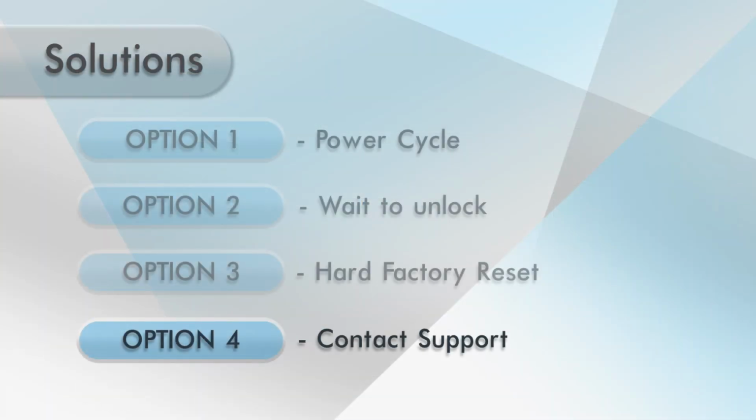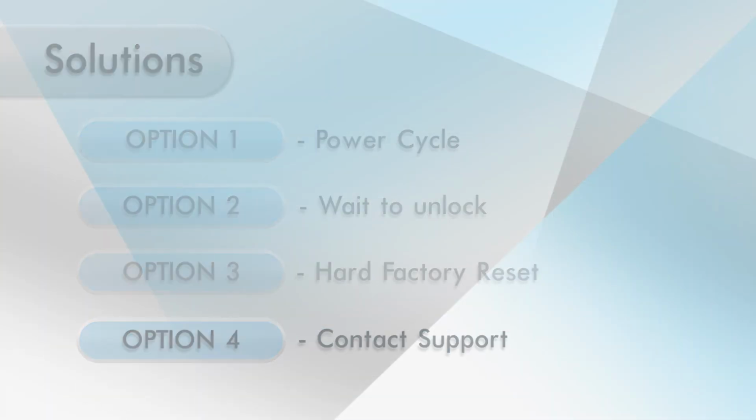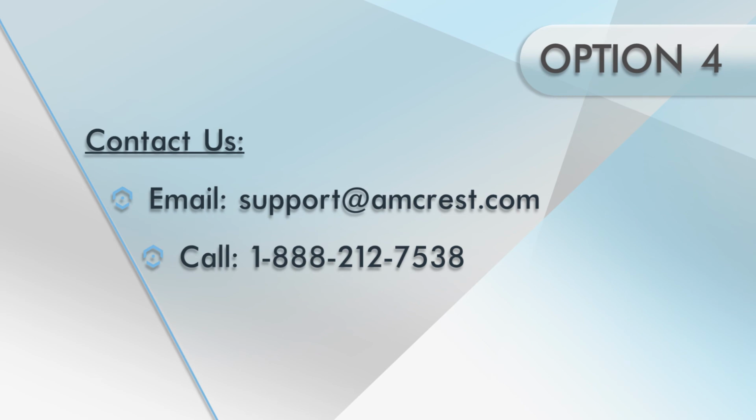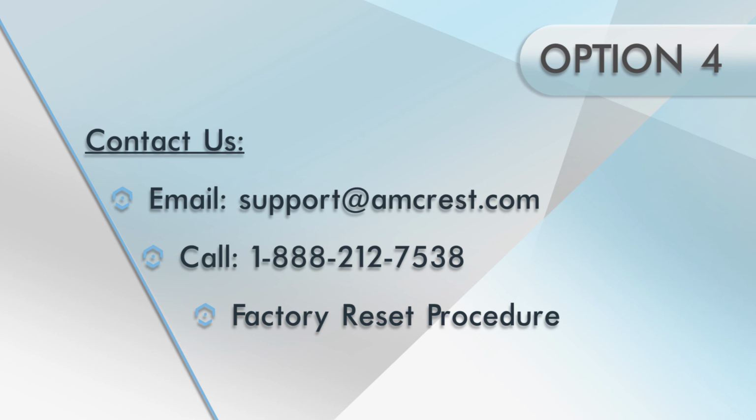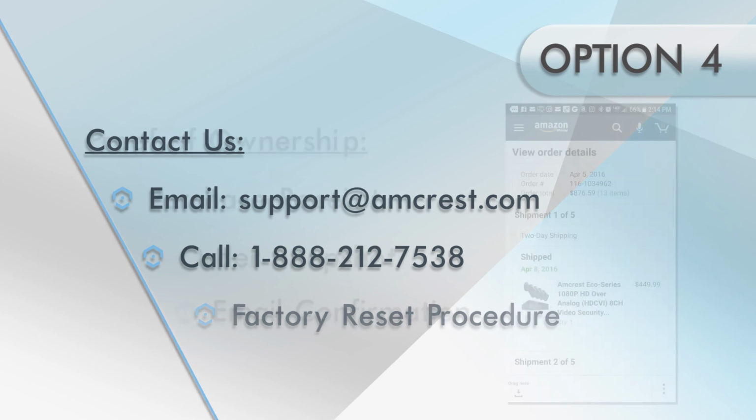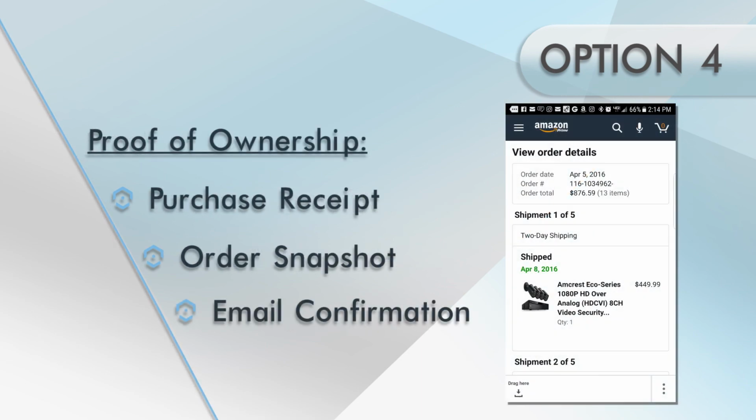Option 4. If the first three options have not worked for you, you can contact us by sending an email to support@amcrest.com or call at 1-888-212-7538 for assistance with a factory reset procedure. For security reasons, please have a proof of ownership available to complete this process.